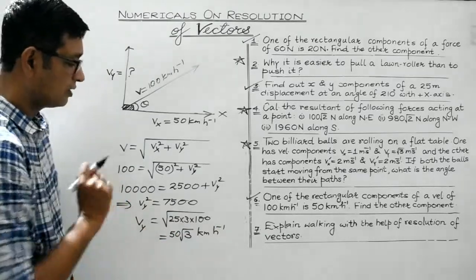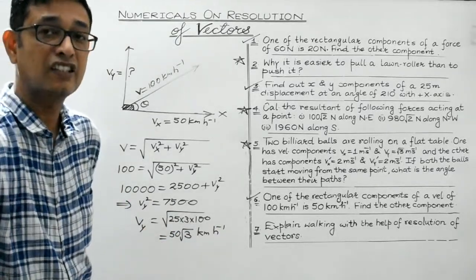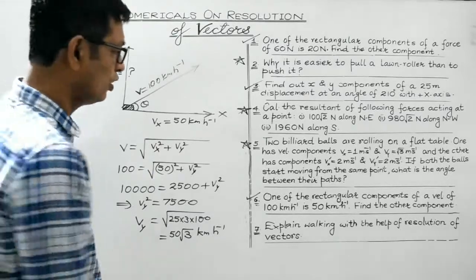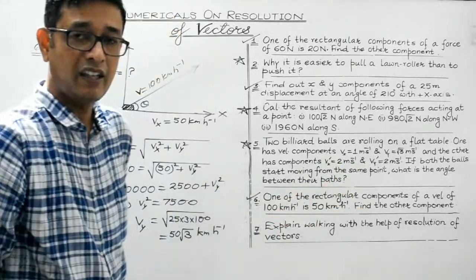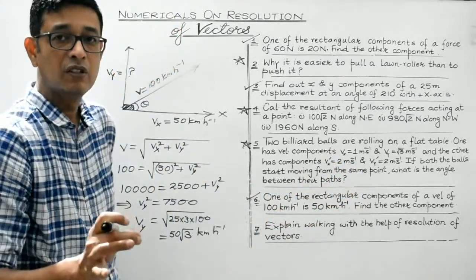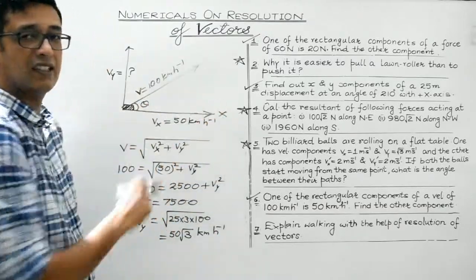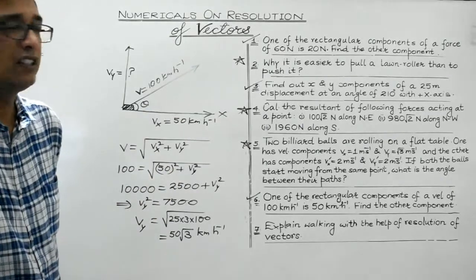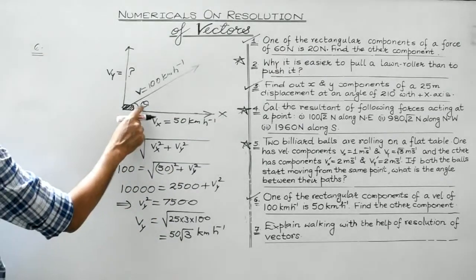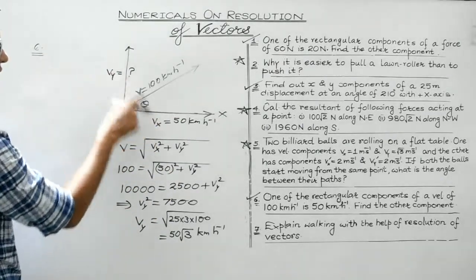So students, this is the component, the other rectangular component. Now in case, although it's not given in the question, it is asked to determine the angle which this velocity vector makes with the x-axis, that could also have been easily determined. Suppose it makes an angle theta. So how to get the value of theta?